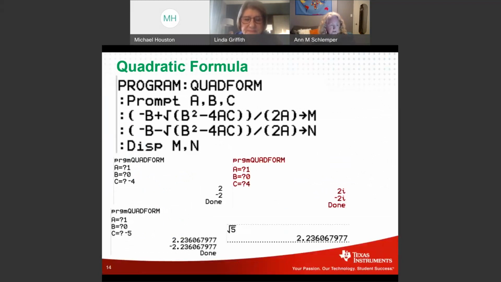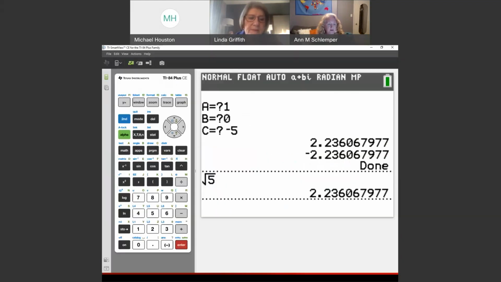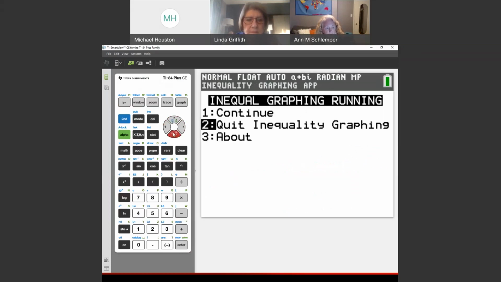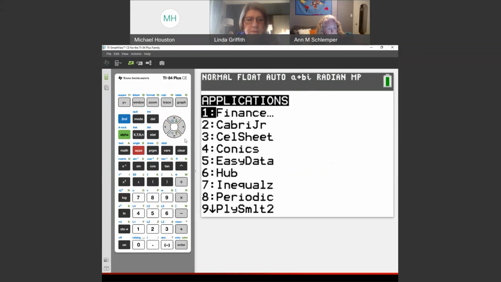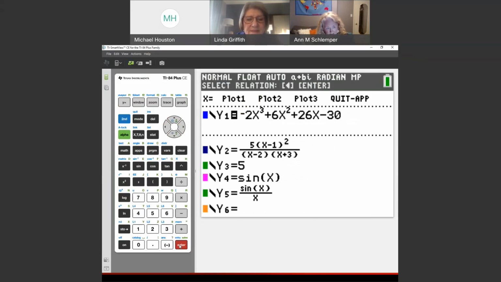Okay, now we're going to jump to rational functions, so we get to see why it's important to have this app on. I'm purposely going to quit the app so it's not there, and I'll show you how to put it back. I leave it on all the time, and I'll show you why. Quit inequality graphing, it says. I'm going to go to the apps and you'll see Inequals. I usually don't like it when things are spelled badly, but you only have 8 letters to name something. So we hit enter, press any key, and now it's back.